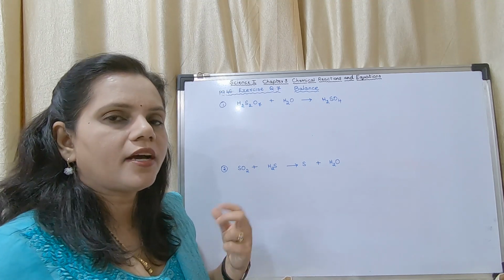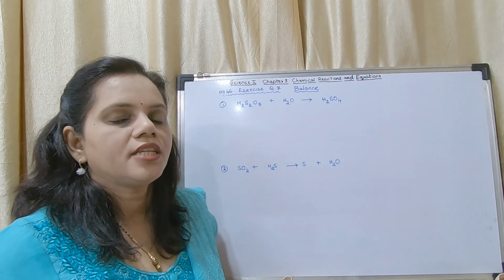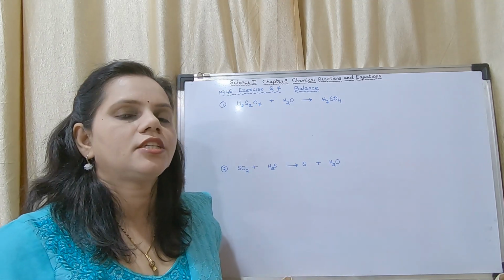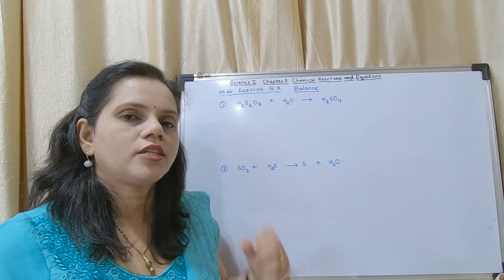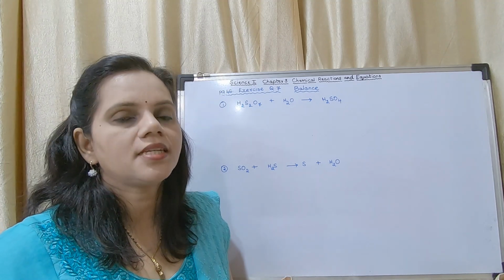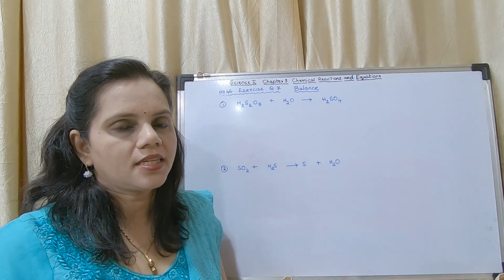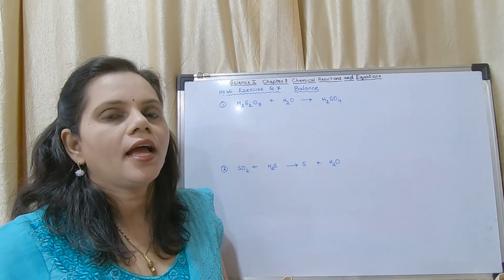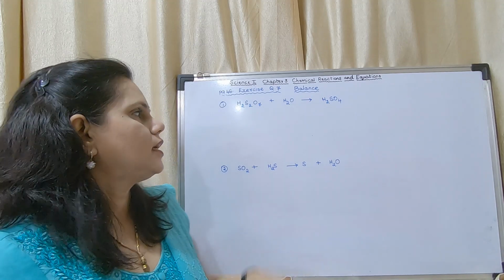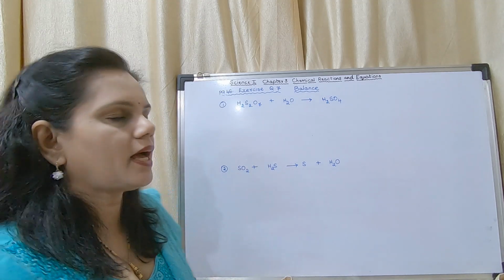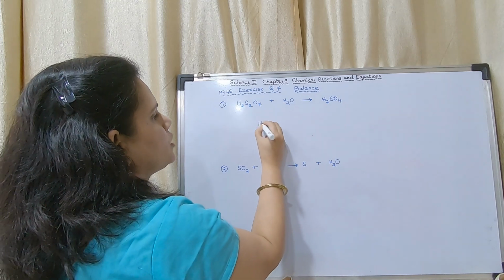Step 1 will be the equation itself. Step 2 will be the unbalanced table. Step 3 will be the corrected table, and step 4 is the corrected, balanced equation. That much only you have to write. Here I am going to show how to balance the chemical equation.